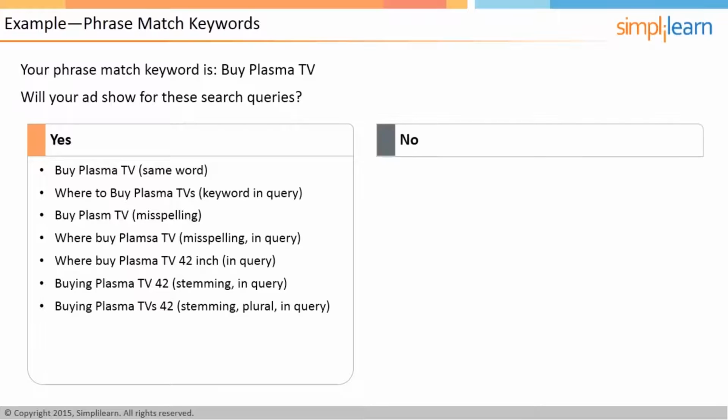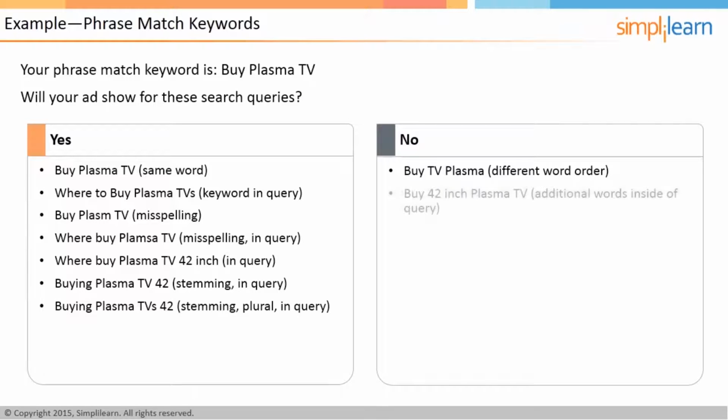Now in our no column, buy TV plasma. The word order was switched. Not going to show now. Buy 42-inch plasma TV. There are additional words in the middle. Your query is buy plasma TV, with 42 inches in the middle of your keyword. It is not in the same order in the query. You're right, it's not going to show. And something like LED TV, you're not going to show. It's just a completely different word.